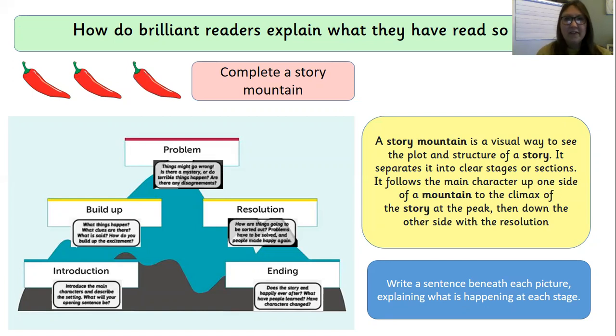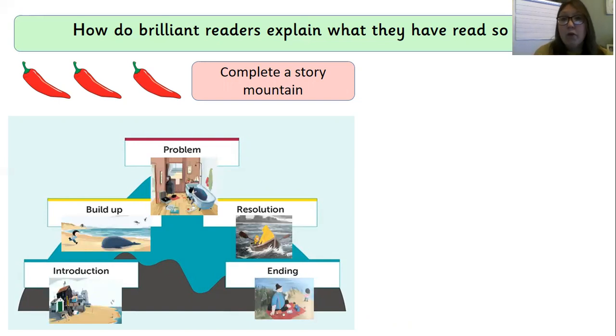I would like you to have a think about this and see if you can fit Stormwell into a story mountain. This is quite a challenge, isn't it, everyone? For each section, I would like you to draw a picture and underneath write a sentence explaining what is happening. You can put me on pause now if you'd like to have a go at this on your own, or carry on watching if you'd like to see how I sorted the story into the story mountain.